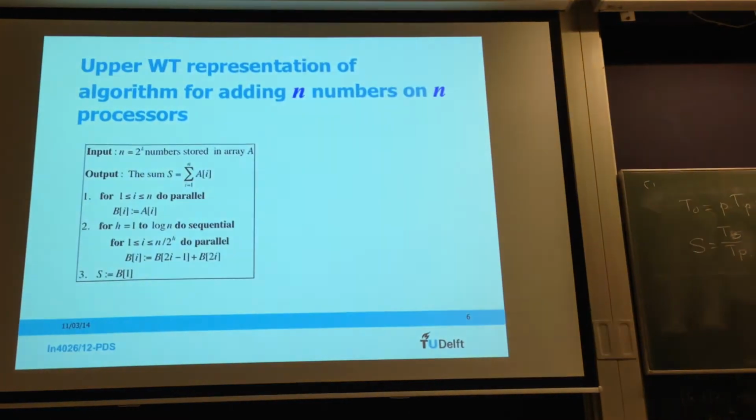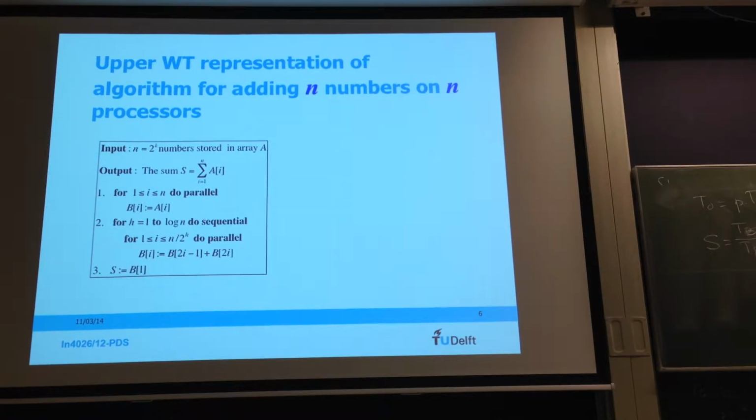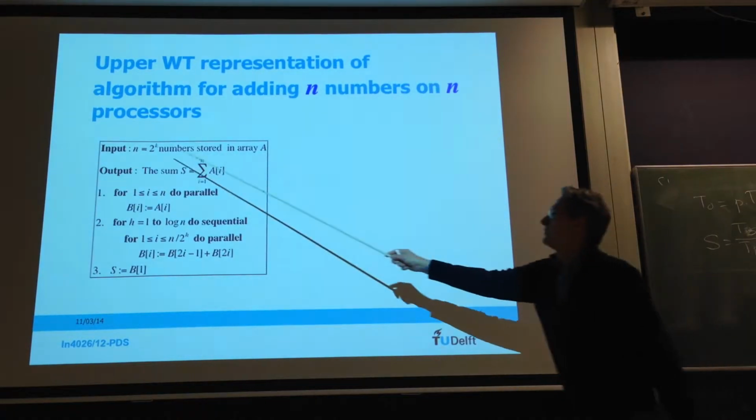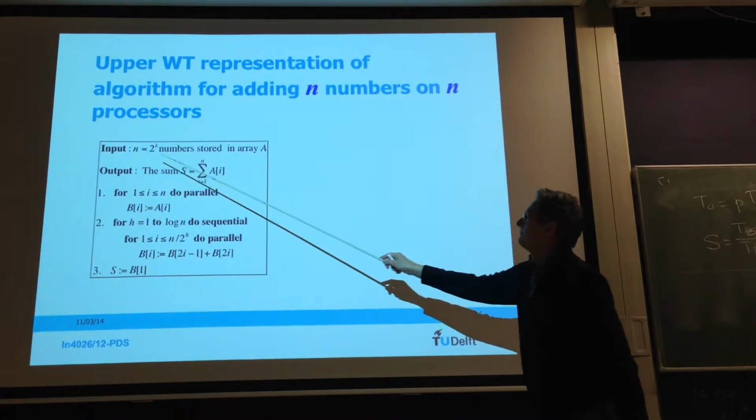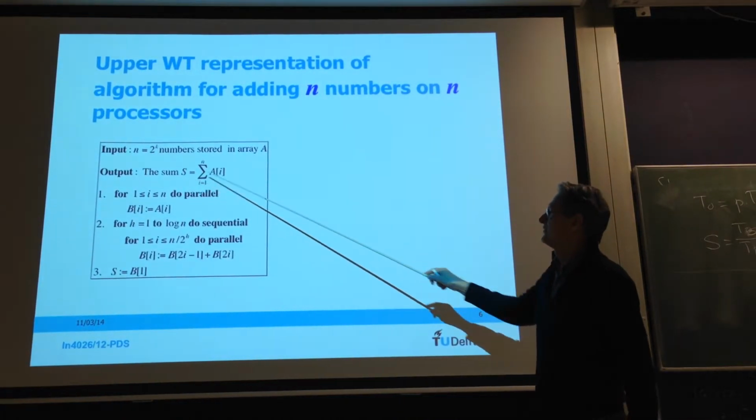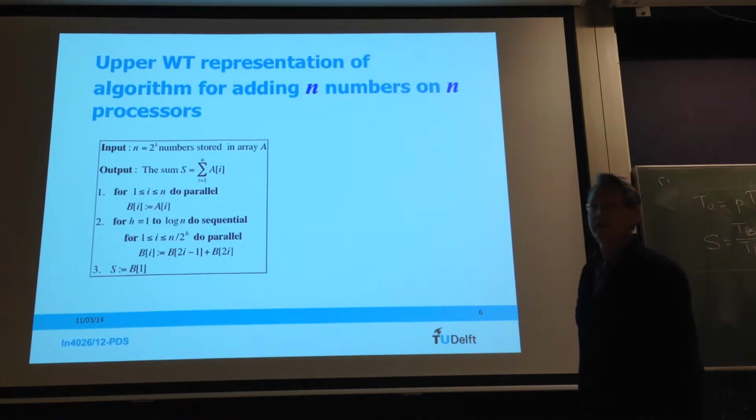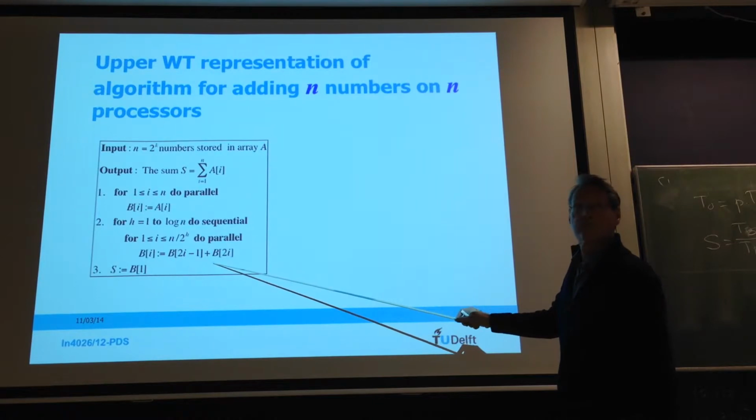Well, what would be the upper representation of our algorithm for adding n numbers on n processors? Well, this is the algorithm. The input is the n numbers, if you can read it, it's a bit small here, which are stored in an array. The output is a sum s, where we add all the elements. And I give the algorithm in pseudocode here.